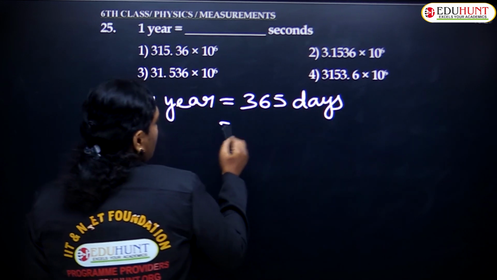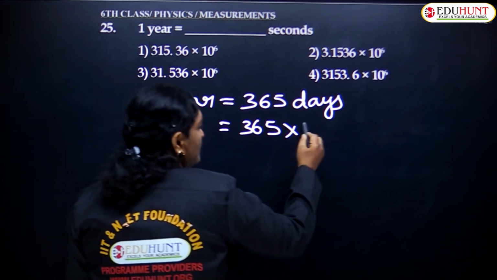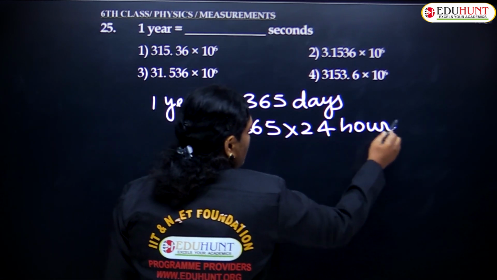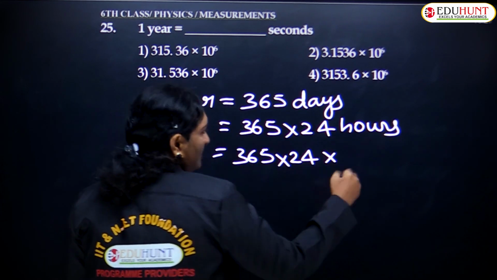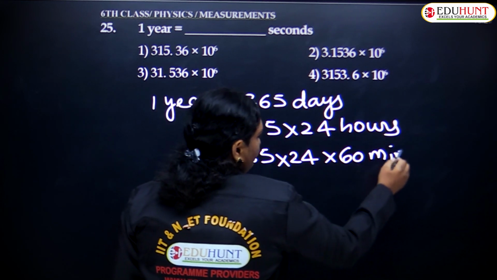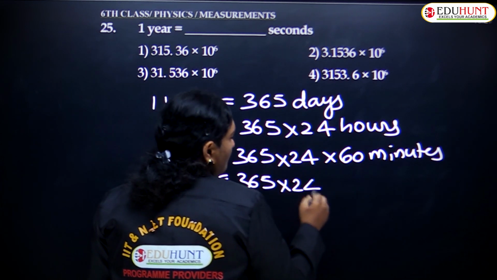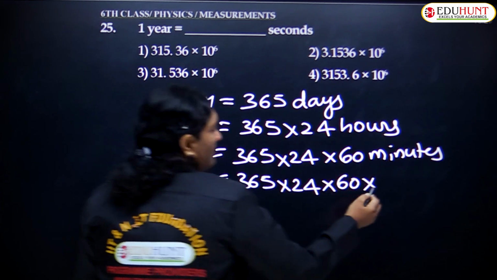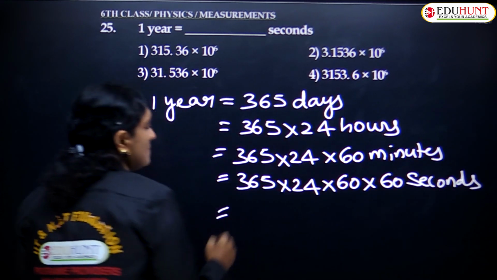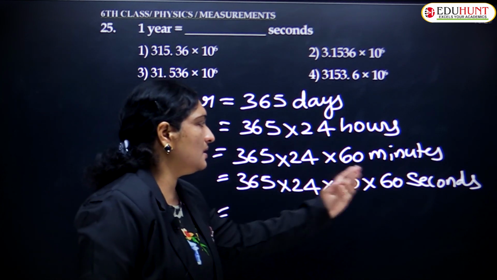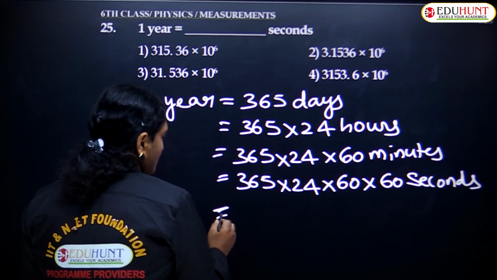Okay. 365 days can be written as, again, before converting to seconds, minutes and then hours. 1 day is 24 hours. Again 365 into 24 into, hour to minutes, 60 minutes. Now to seconds. 365 into 24 into 60. A minute can be written as 60 seconds. Okay. So 365 into 24 into 60 into 60. So what is your answer, children? Multiply and tell me.